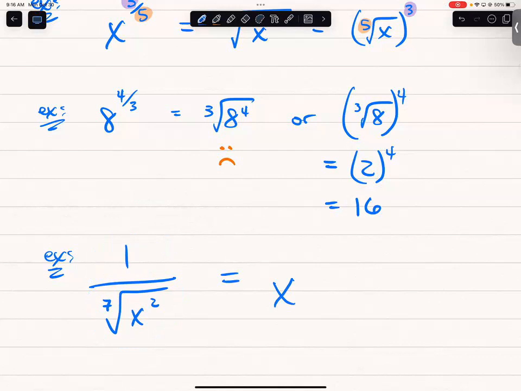So it's 2 over 7, right? It's a 7th root, which means the denominator's got to be 7. There's a square, so the numerator's got to be 2. And also, this is the reciprocal, right? It's in the denominator, it's 1 over that. So how do we make that part happen?